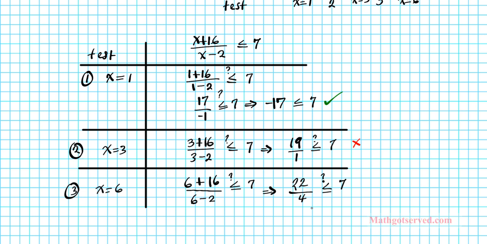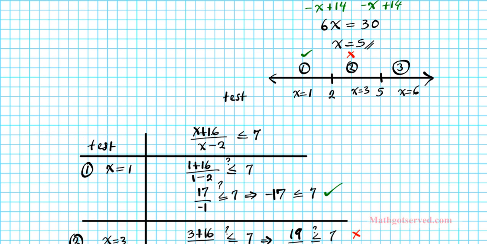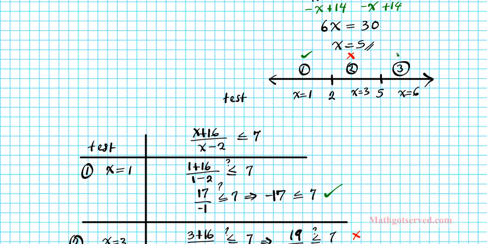22 over 4 is, if we do the math, it's 5 and a half, right? So is 5 and a half less than or equal to 7? Absolutely, 5 and a half is less than 7, right? So this is good. Interval 3 is good. So we see that the only intervals that are good are interval 1 and interval 3. And interval 2 has to be excluded. 5 is included because you have that line underneath your inequality.